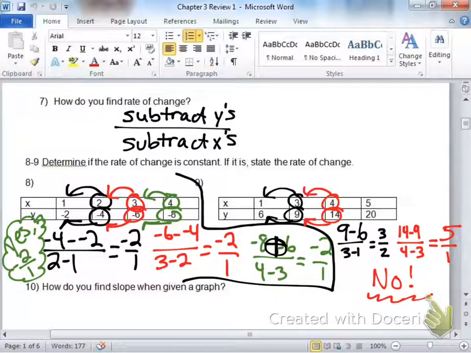All right, and then number 10 is just preparing us for the next section. It asks how to find slope when you're given a graph. Remember, slope, we use an M. So when you're looking at a graph, we say it's rise over run. And that should finish up the front page for us. Any questions?